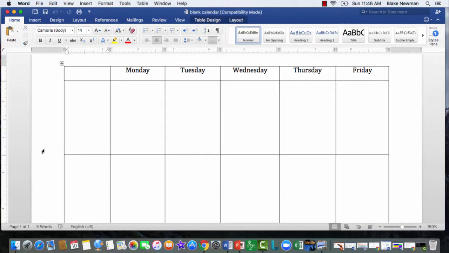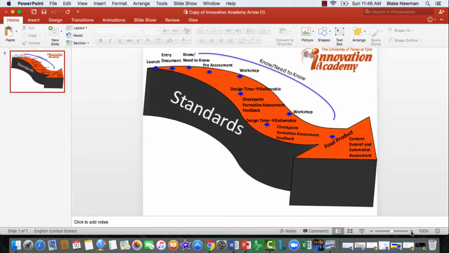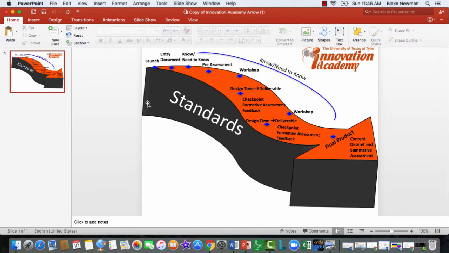So you have your blank calendar, and hopefully you have seen this form where it shows you the process of the PBL. So you have your entry and launch doc, no need to know process, pre-assessment, and all of that. So I'm going to try to take this step by step and kind of show you, explain to you why you do it, and then how you use it to your benefit and make sure your kids are really taking the learning or the information that you're giving them and taking it to the higher cognitive levels that we're looking for.